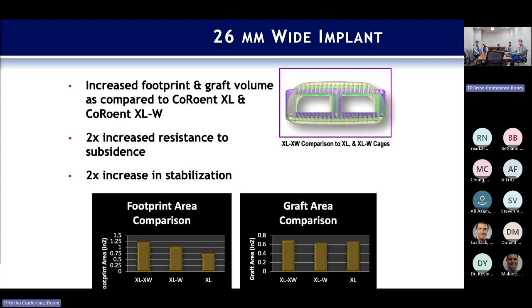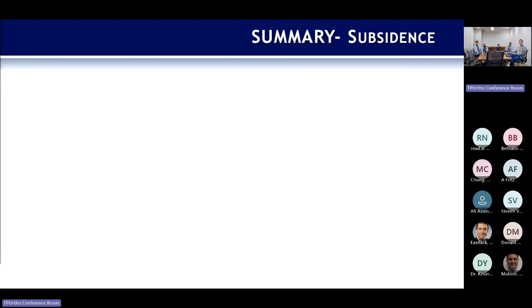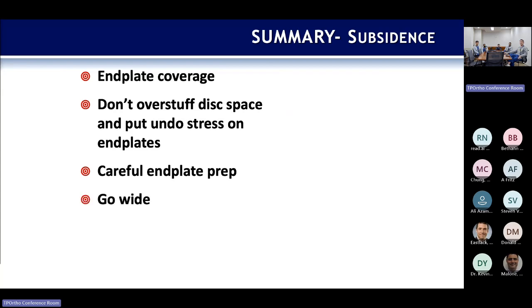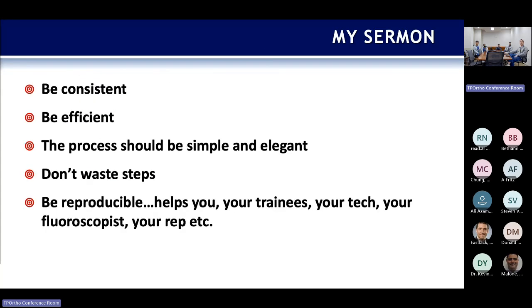So these are the peak ones back in the day. But you can definitely see the resistance that they have, the subsidence. So end plate coverage is important. Don't overstuff, that's the other thing. Don't try to really cram something in there. Understand the patient substrate, if they're osteoporotic or not. And then be super careful with your end plate prep and always go wide.